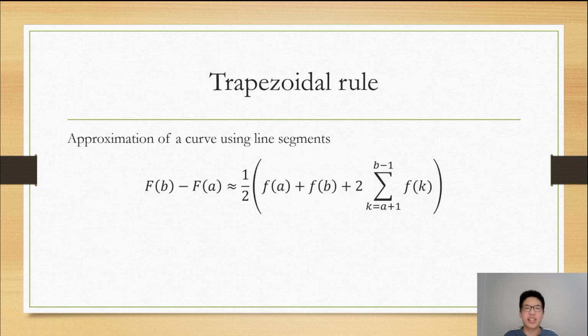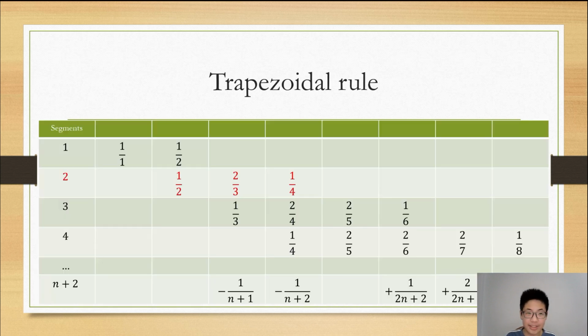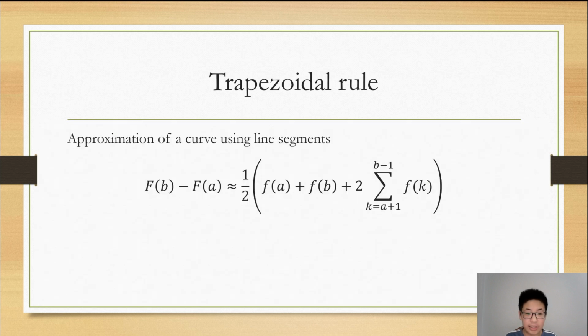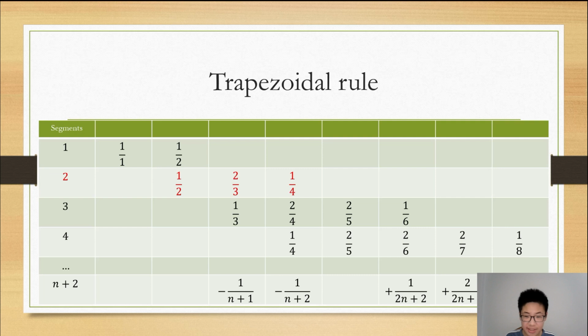Moving on, let us discuss the trapezoidal rule. It's an approximation of a curve using line segments. Now, this is actually getting really complicated, so if you don't understand, don't fret. As you can see here, you have one segment. Now, this is very obviously twice the sum. So as you see here, 1 is 1 over 1 and 1 over 2. That's why I've written numbered segments. When we have 2 segments, we have 1 over 2, 2 over 3, and 1 over 4.